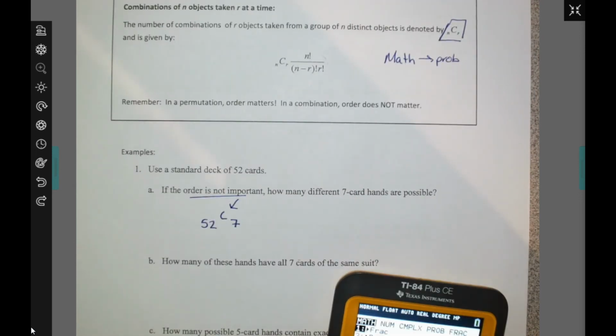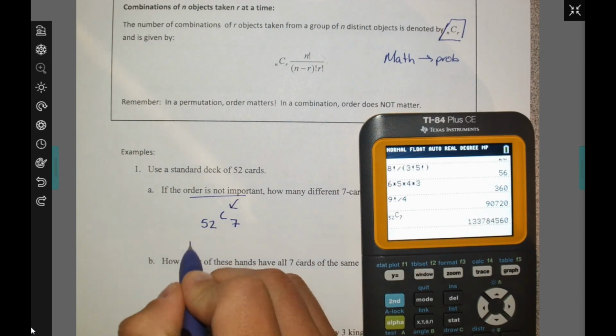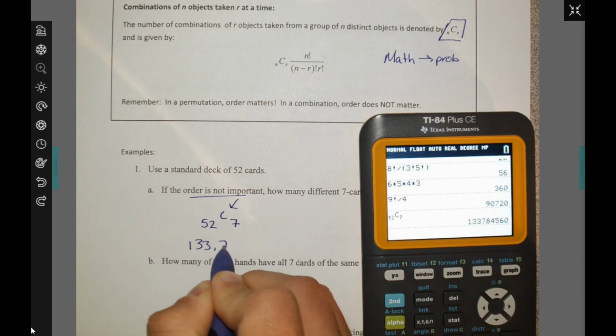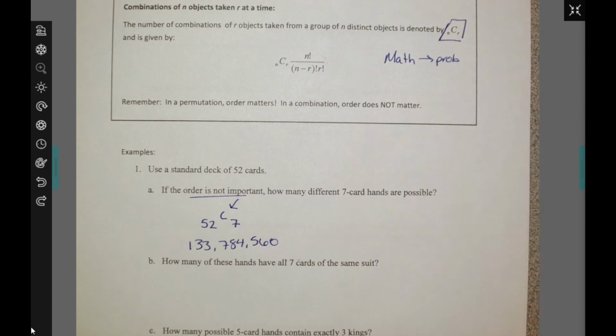So in the calculator, we're going math, probability, down to nCr, and then you're just typing in 52, and of those 52, we are choosing 7. So we're going to end up with 133,784,560 different 7-card hands that are possible.